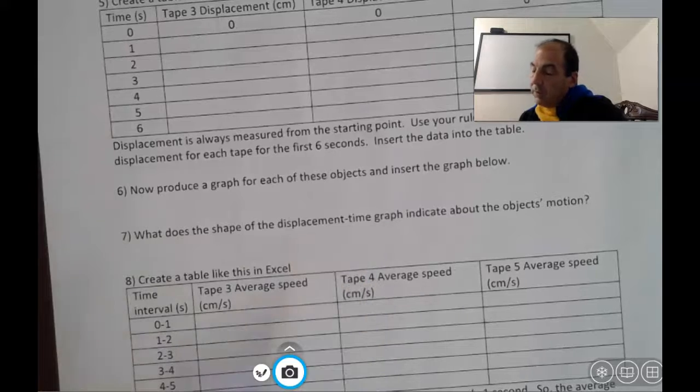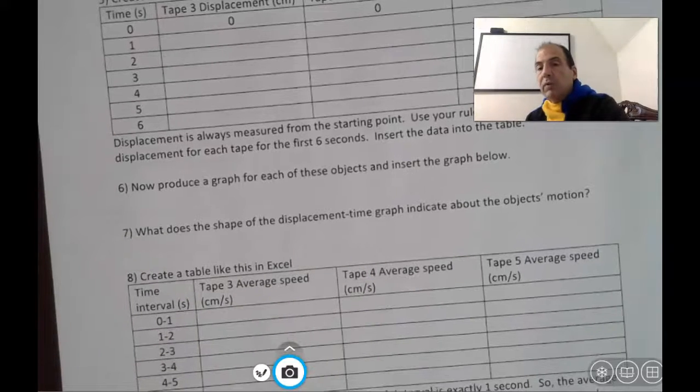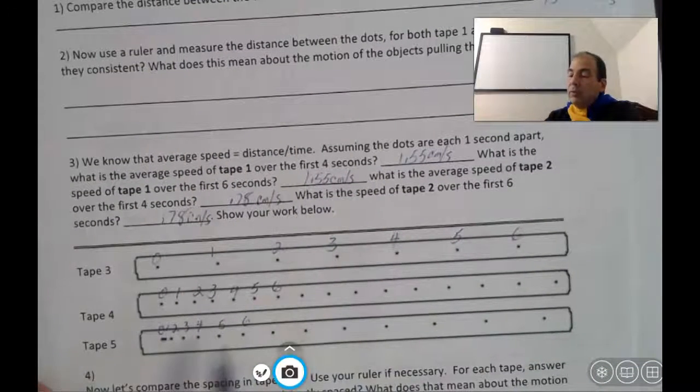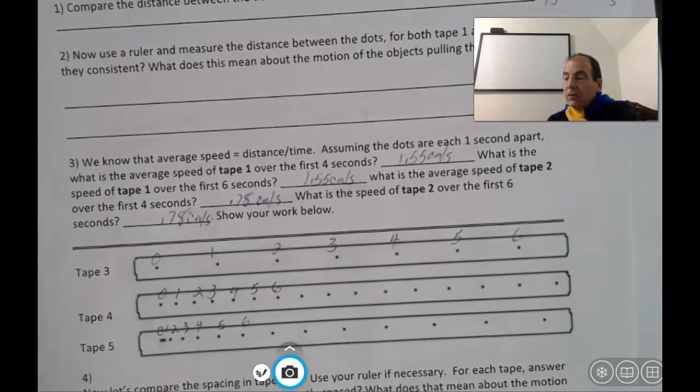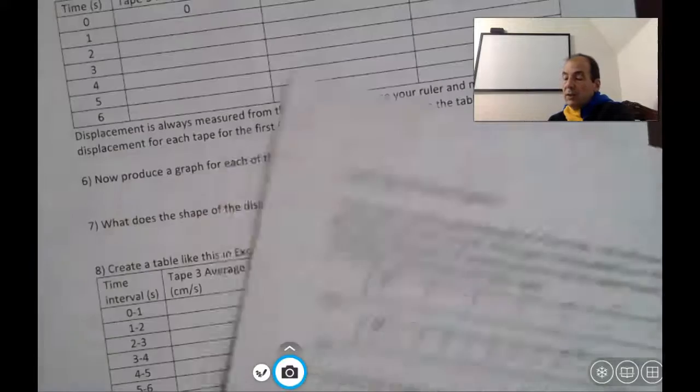And then what does the shape of the graph indicate about the motion? Well, we already talked about what the motion was. So what you're trying to understand is how these different shapes that are going to appear relate to the fact that we said that tape 1 had constant speed, whereas tape 2 had a slight acceleration, and tape 3 had a bigger acceleration. That's really what you're trying to relate it to.